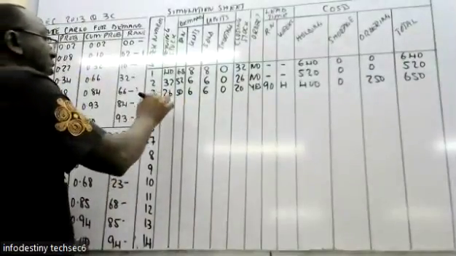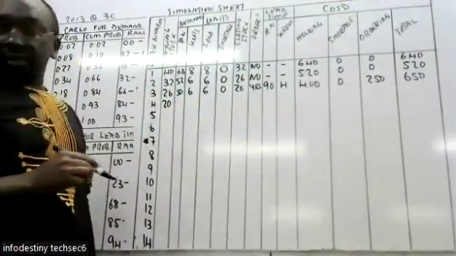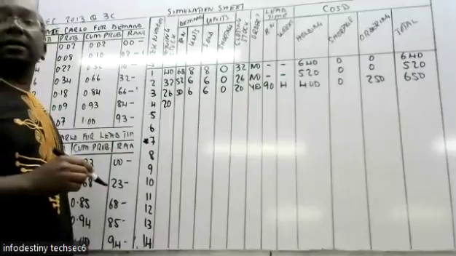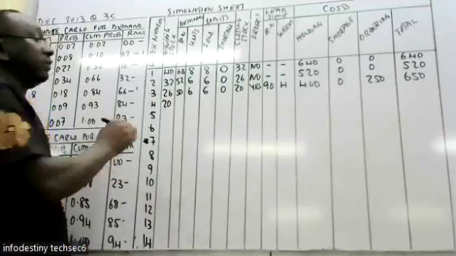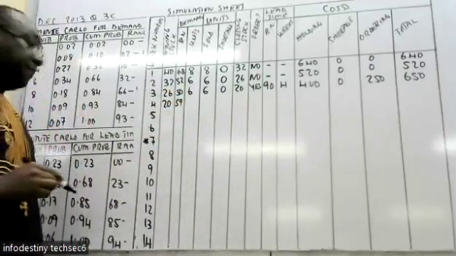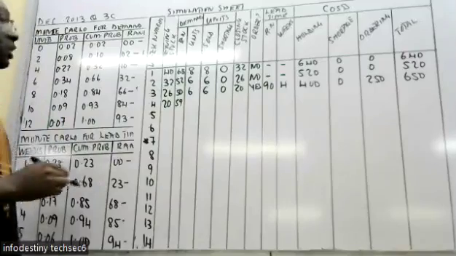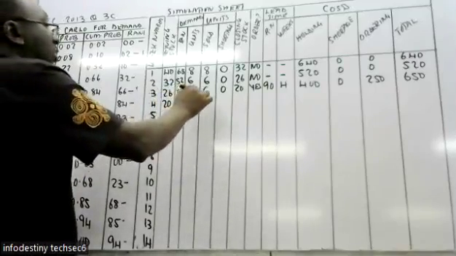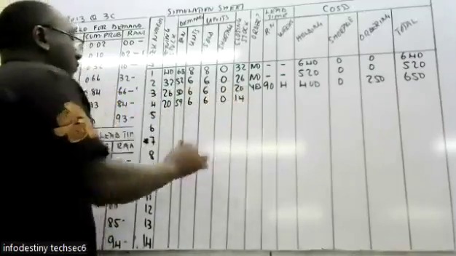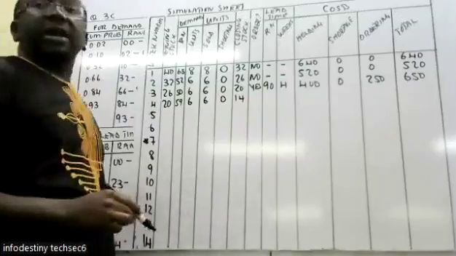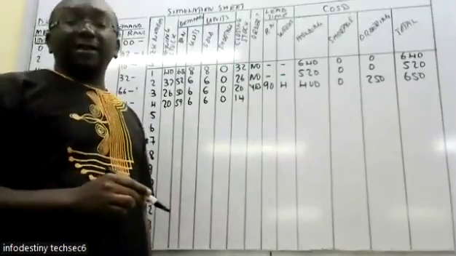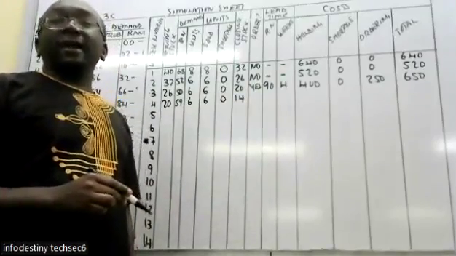Week number 4, we open with 20. Random number is 59. So 59 gives us 6 units. We are able to sell all of them and no one misses, so that we close with what? 14. Do we place an order? Yes, we already have placed.